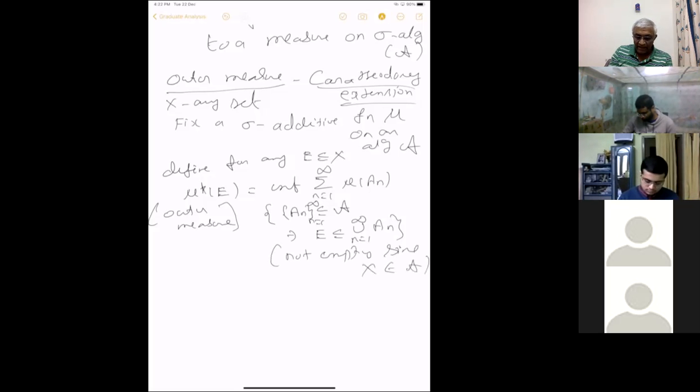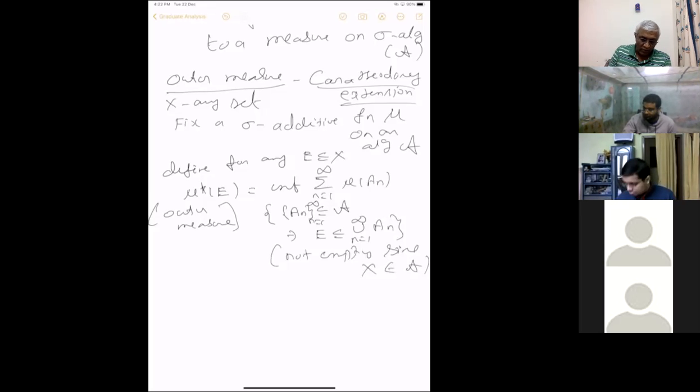You can take the countable collection to be X, empty set, empty set. You can take a finite collection, finite union also, finite cover also. It's okay, because you can attach empty sets and do that. There is no need that it has to be strictly infinite. It can be finite also. So this is how the outer measure is defined.